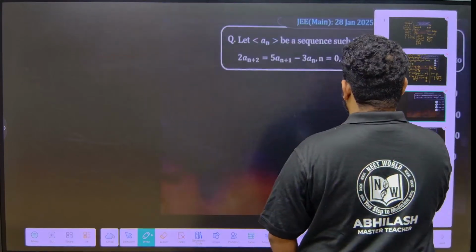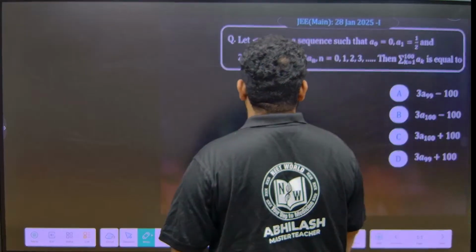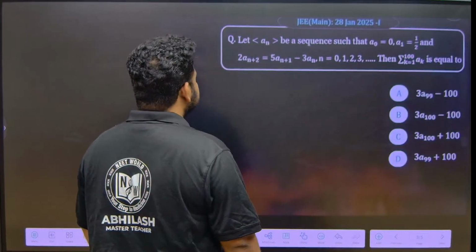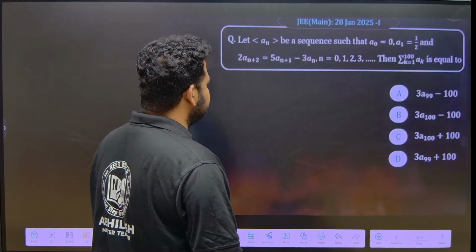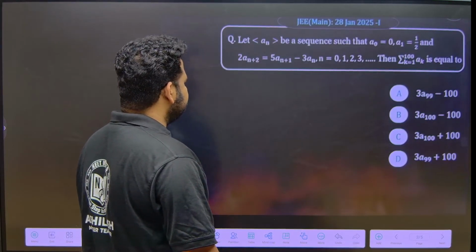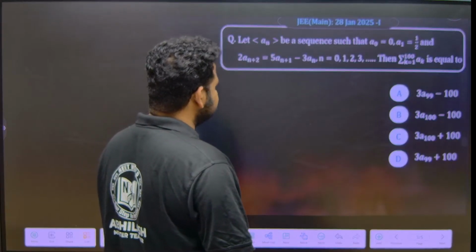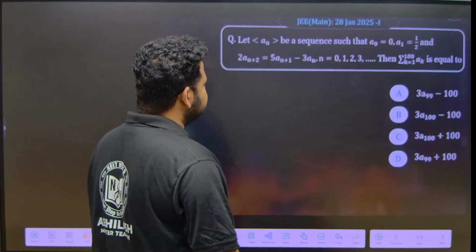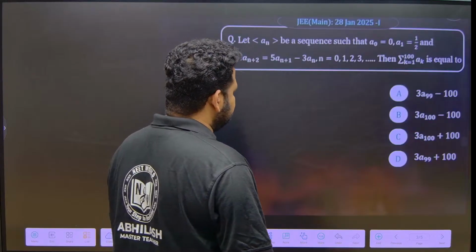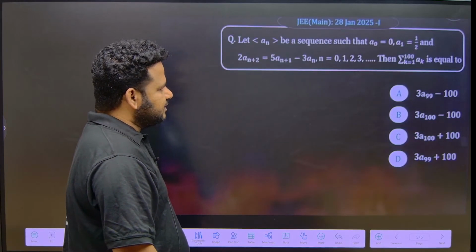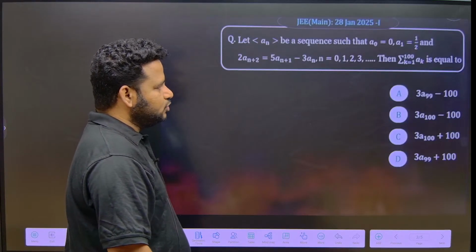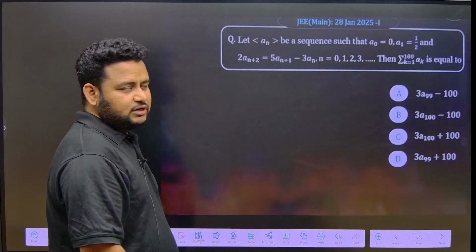So this is the question that we are having. Let a_n be a sequence such that a_0 is equal to 0, a_1 is equal to 1/2, and 2a_{n+2} is equal to 5a_{n+1} minus 3a_n, where n runs from 0 up to any number of terms. Then they are asking: summation of k running from 1 to 100, a_k is equal to what?